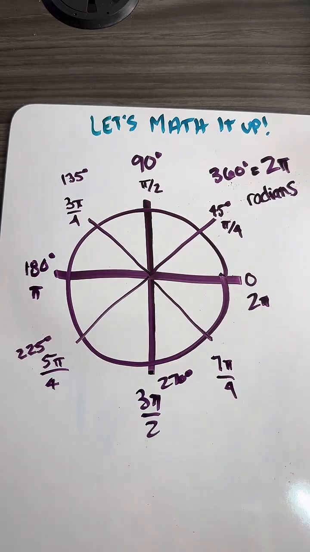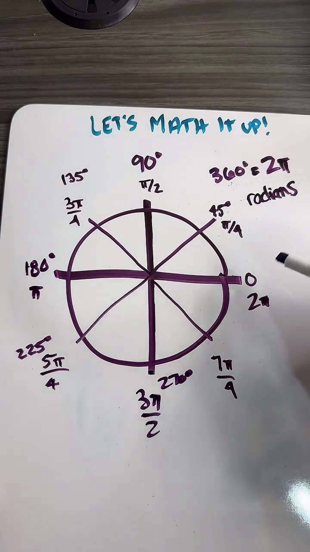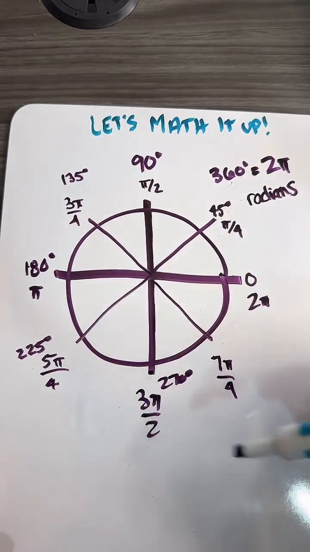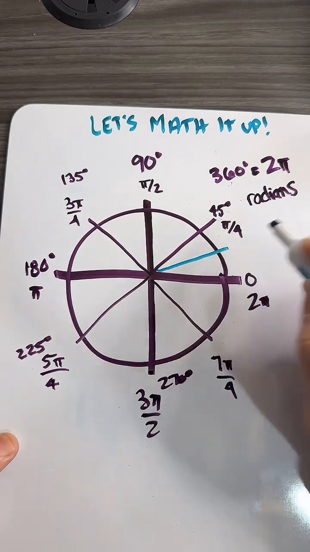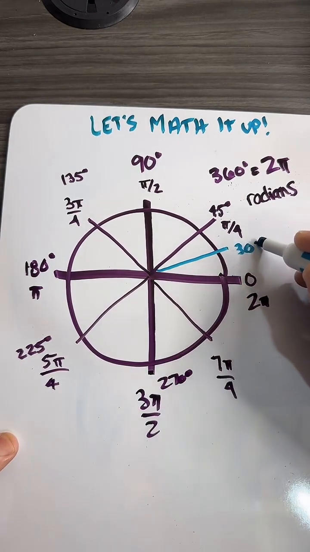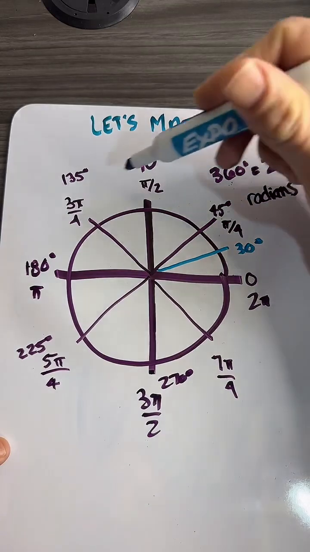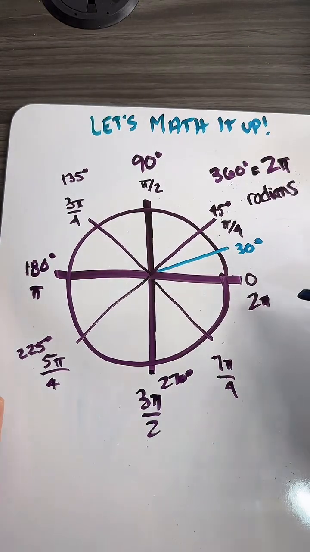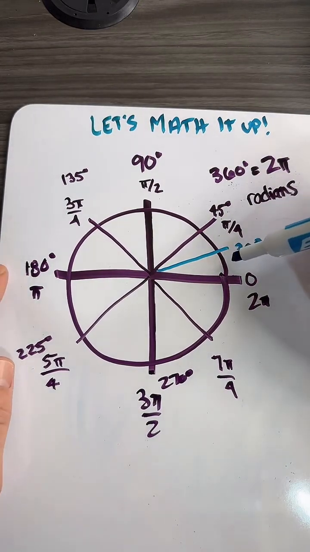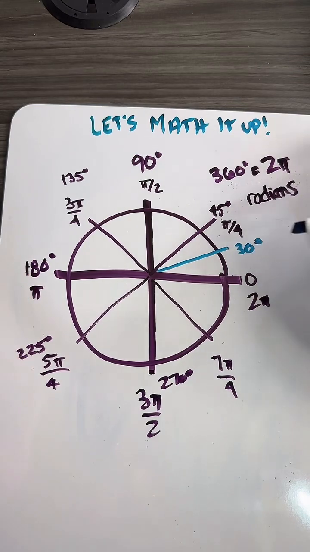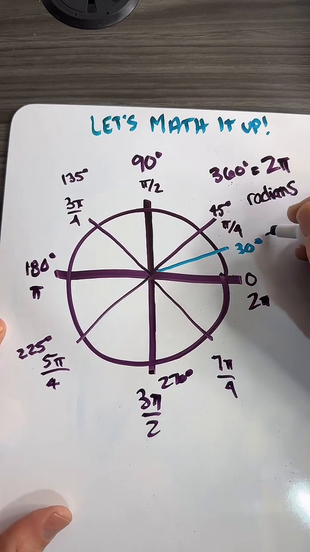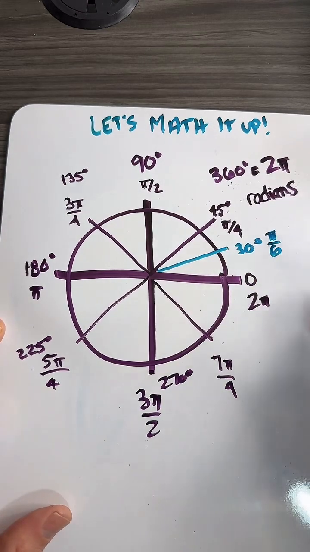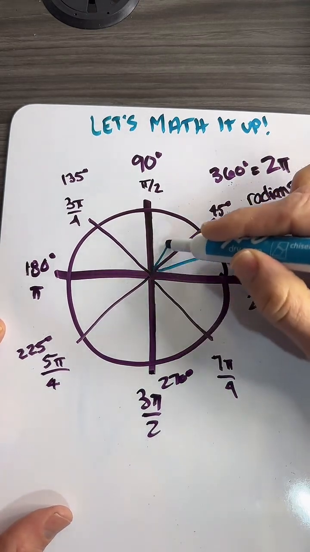All right, so now what we're going to do is take a look at the 30-degree angles. So the unit circle has the 90 degrees, then the 45 degrees, and then the 30 degrees. If this is 30 degrees, and I've got pi to get to 180, how many 30-degree angles are in 180? There ends up being 6, because 6 times 30 is 180. So this is going to be pi over 6. So 30 degrees is pi over 6 radians.